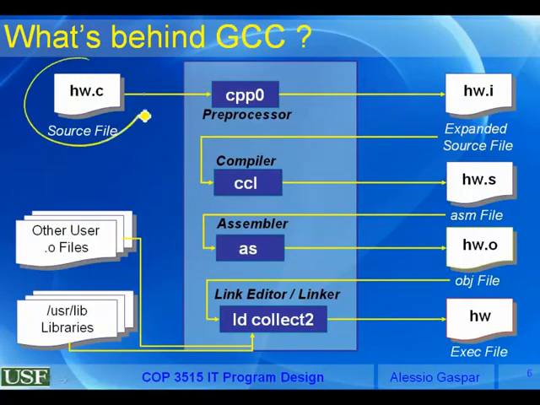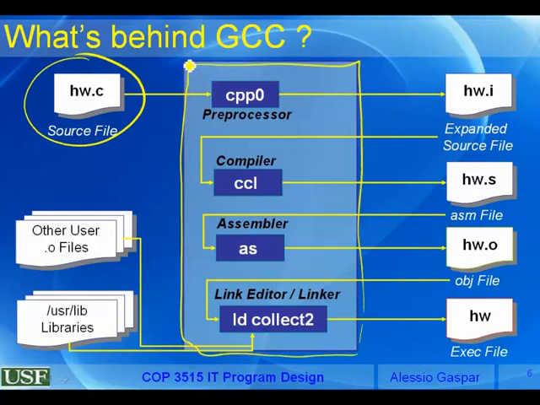You start with a source file, and when you call GCC, GCC does everything in this big blue box. First step, it calls a program generally called CPP0, which is a preprocessor, which is going to take your source file and handle every pre-compilation directive, every line which starts by a pound symbol. For example, #include, #define, etc. Whatever starts with a pound symbol is going to be handled by the preprocessor.